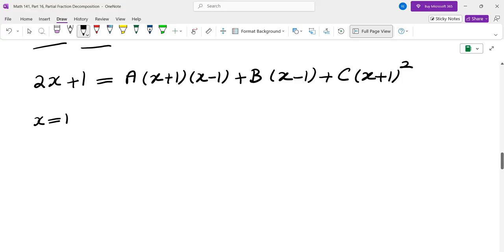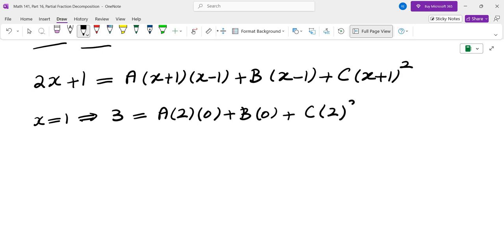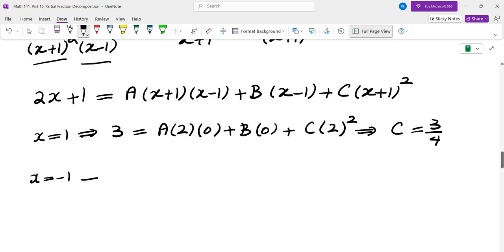So if we plug in x equals 1 to get 3 on the left, on the right we get a times 2 times 0 plus b times 0 plus c times 2 squared. So that gives us c equals 3/4. Next we plug in x equals negative 1.